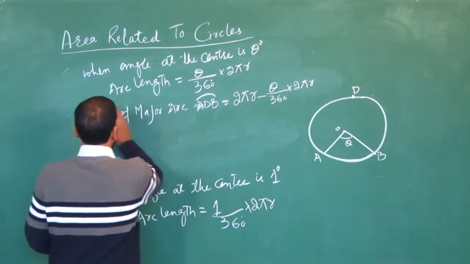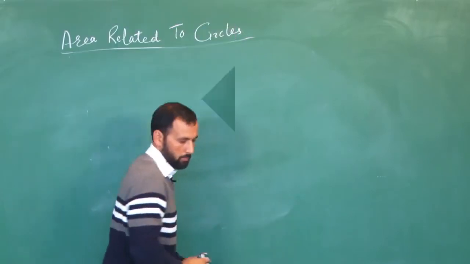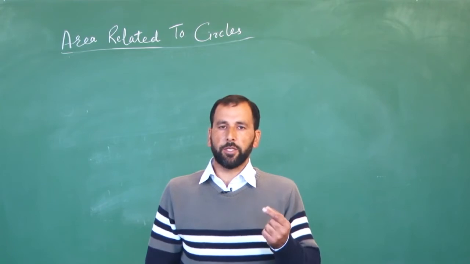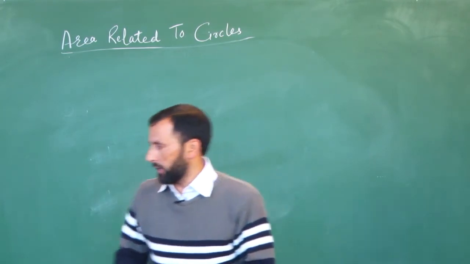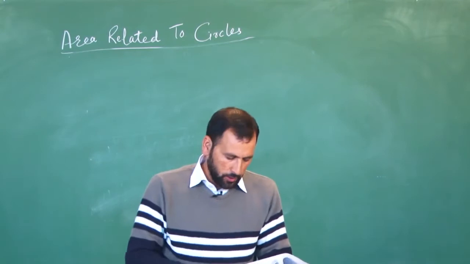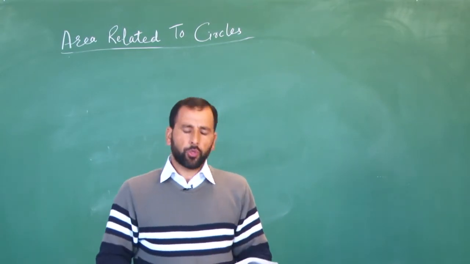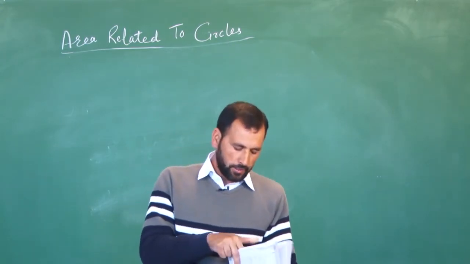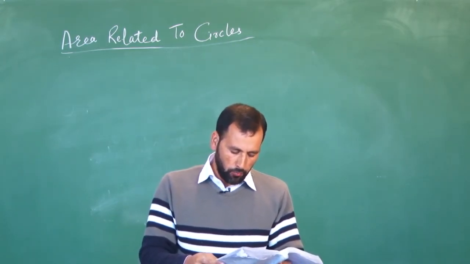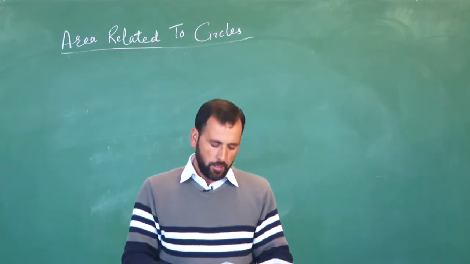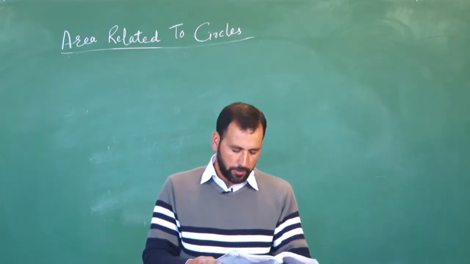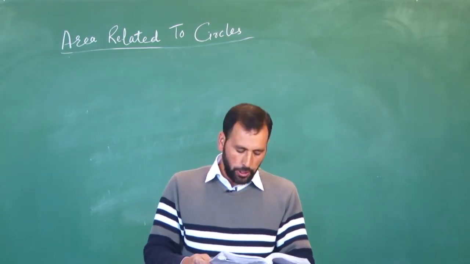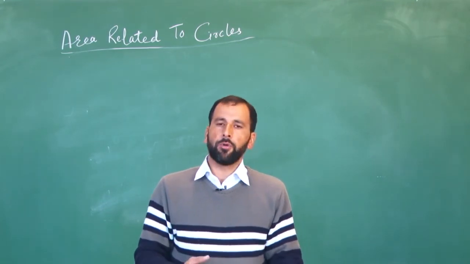Question 1 is, now let us take questions from exercise 12.1. The radii of two circles are given, 19 centimeter and 9 centimeter. Exercise 12.1, question number 1. We have two circles of radii 19 centimeter and 9 centimeter respectively. Find the radius of a circle which has circumference equal to the sum of the circumferences of the two circles.